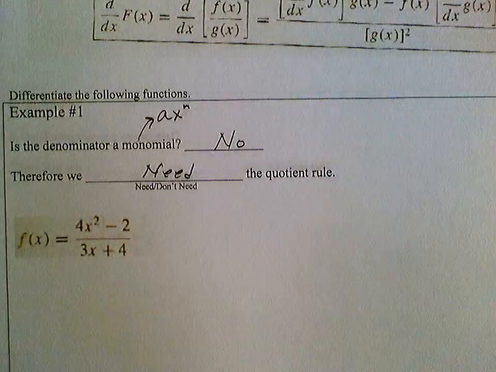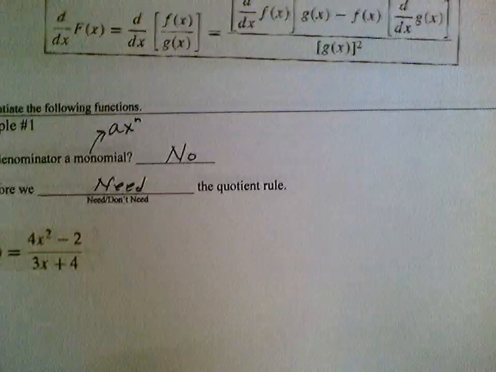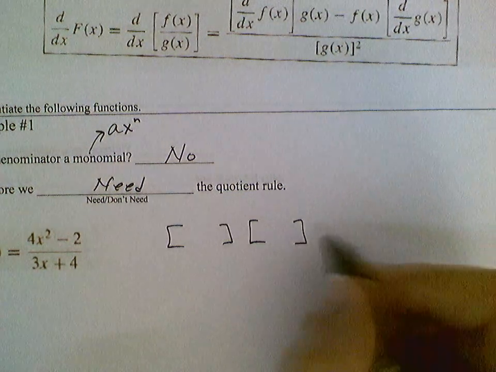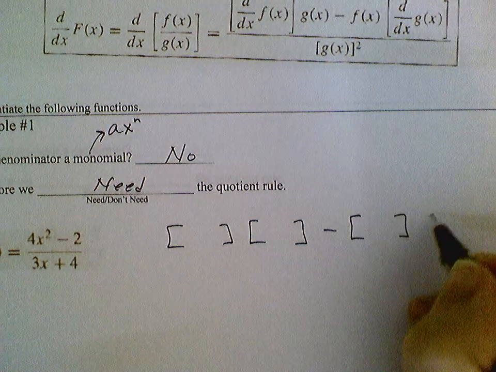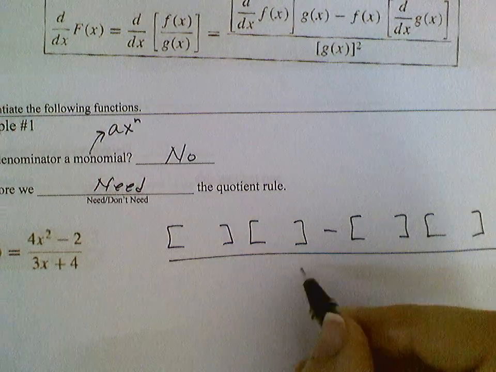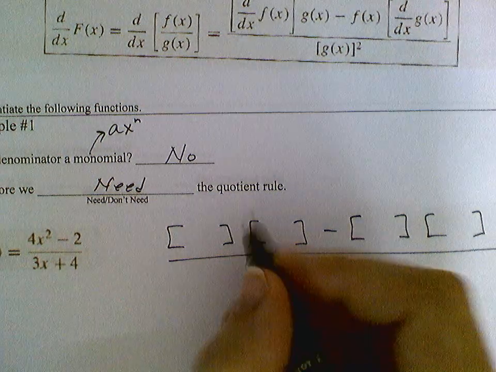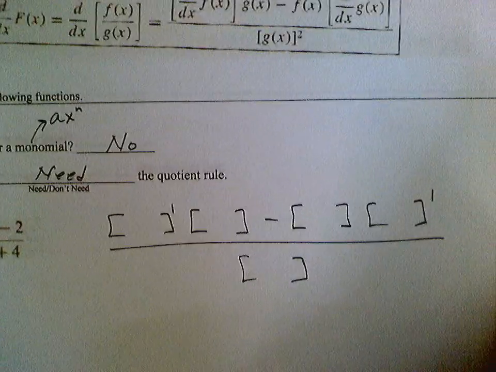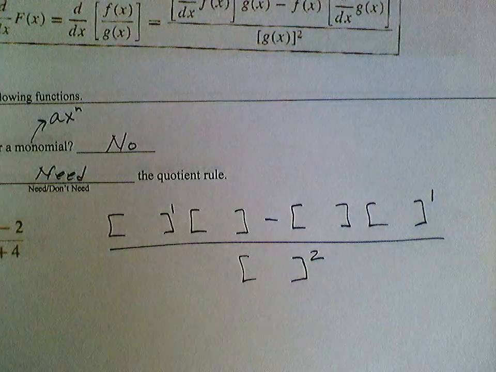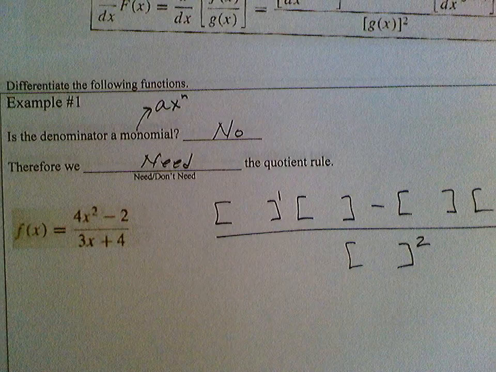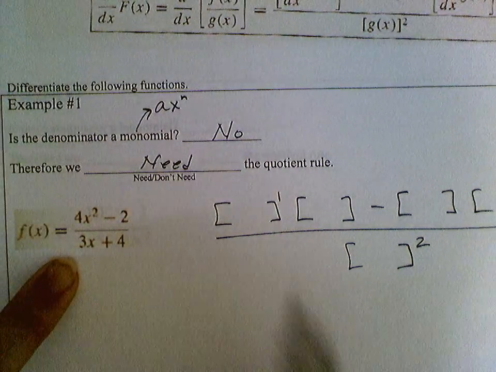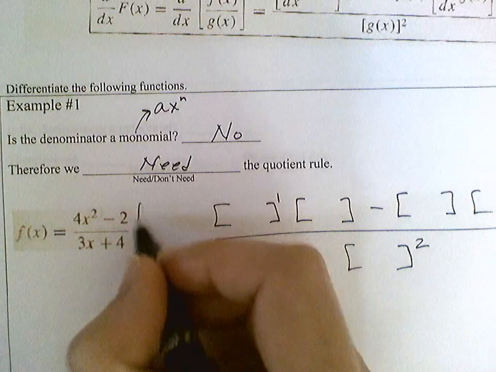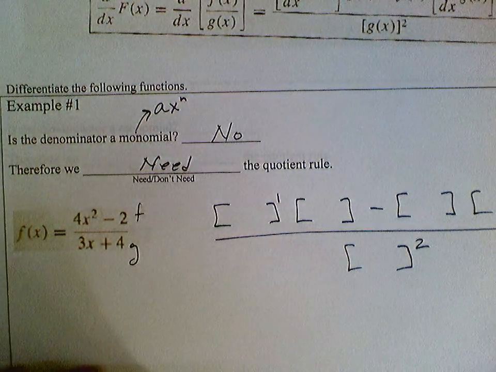All right, so now that I know I need the quotient rule, I'm going to set it up with my brackets. I'll have 2 sets of brackets, a minus between them, and then in my denominator just 1 set of brackets. Just like the product rule, prime on the first one, prime on the last one up here, and in the denominator we're squaring. Then you take the 2 functions that you have a quotient of and put them in the brackets. So f is always the top one and g is always the bottom one.